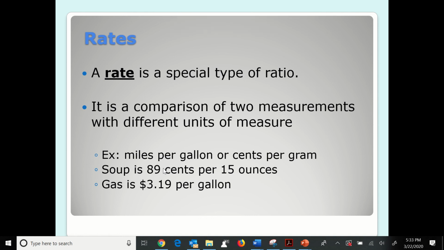So here's some more rates. Soup at 89 cents per 15 ounces. Gas is $3.19 per gallon. These are rates.